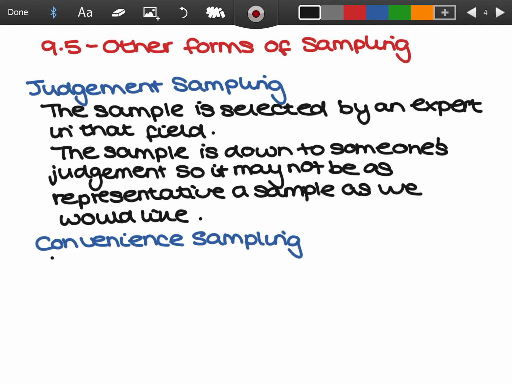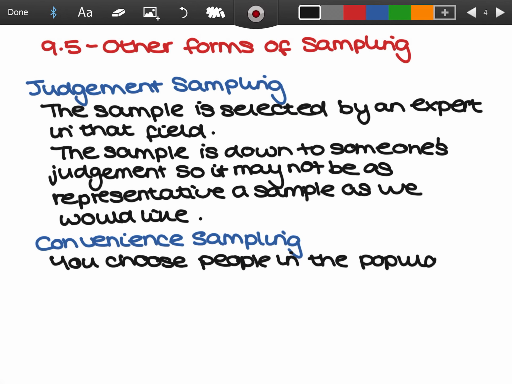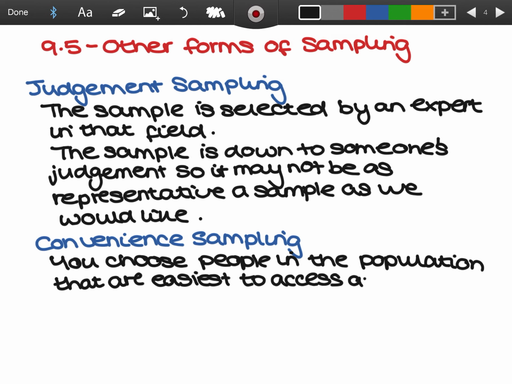So convenient sampling is just you choose people in the population that are easiest to access, and use them for the sample.